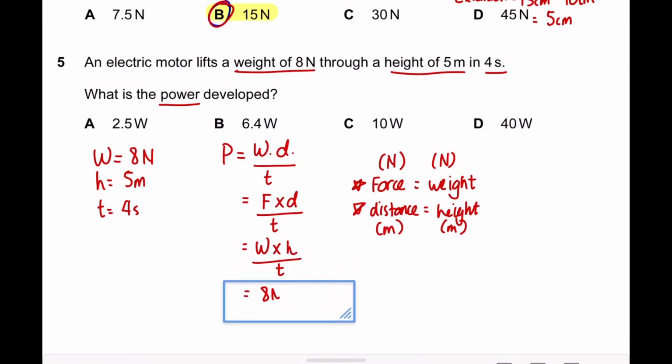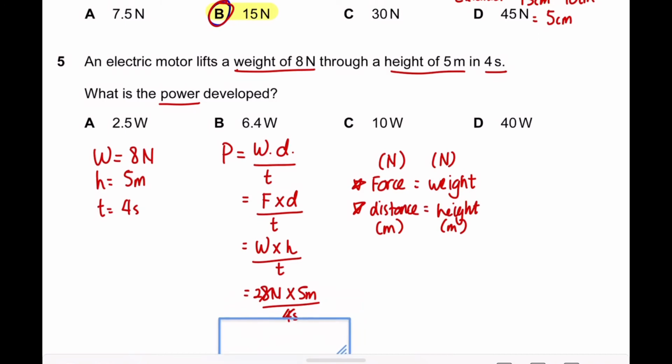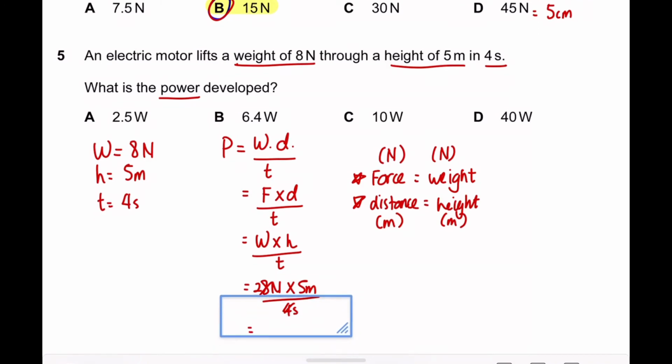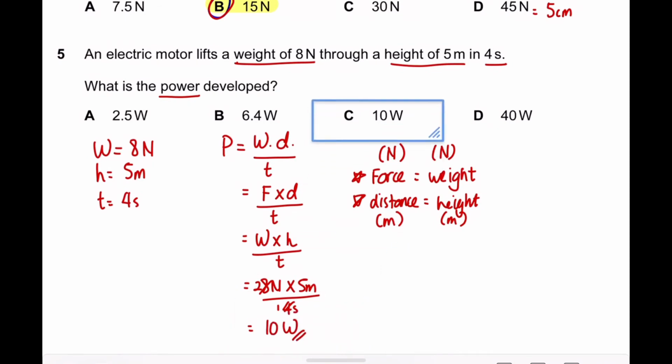Now we substitute all the numbers together. 8 newtons times 5 meters divided by 4 seconds. Okay, quick maths again. 8 divided by 4 is 2. So 2 times 5 is 10 watts. So the answer is 10 watts, C. Alright.